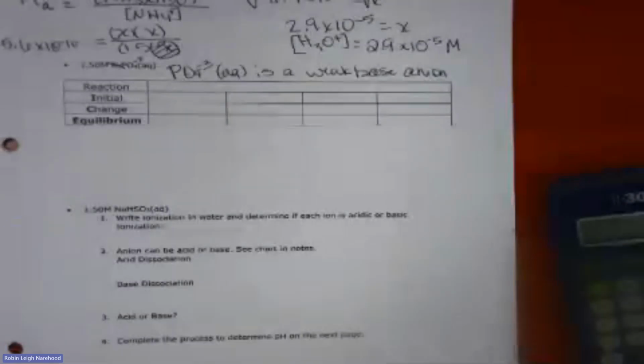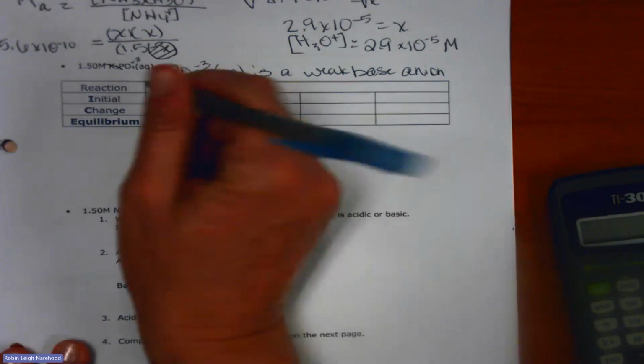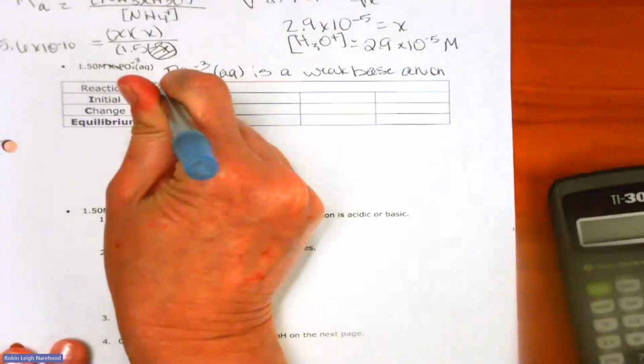Phosphate is pH neutral, and it's the phosphate that will change the pH. It is a weak base anion because it's not hydroxide, so it's not strong, and it's not one of the 8 anions that are pH neutral. All other anions are not going to be pH neutral. So phosphate is a weak base, so you're going to write its weak base dissociation.